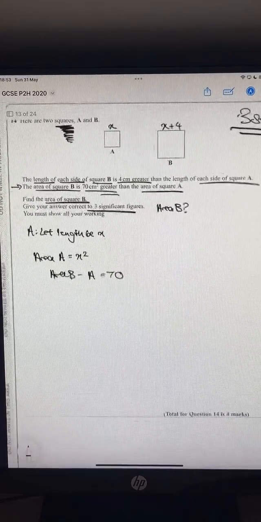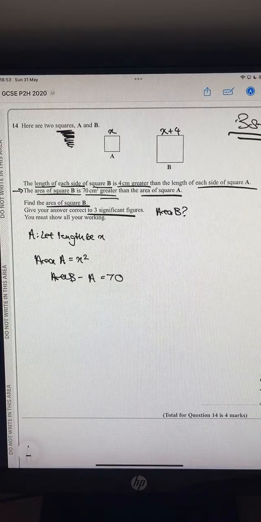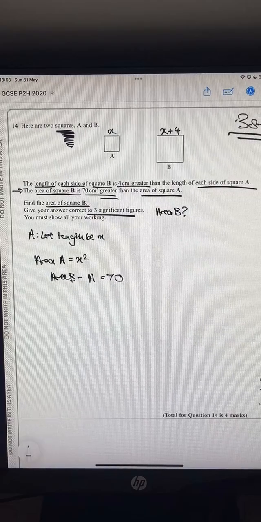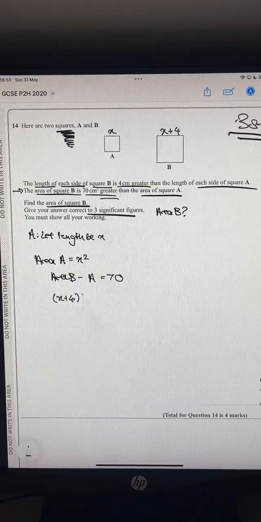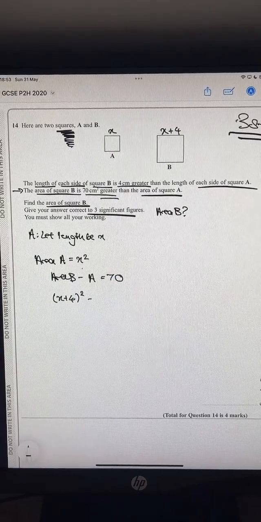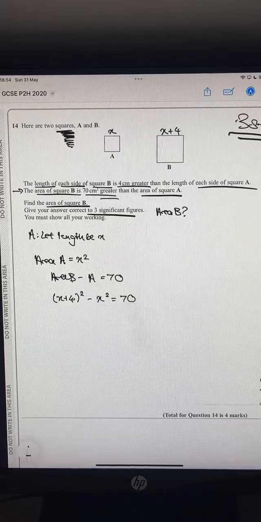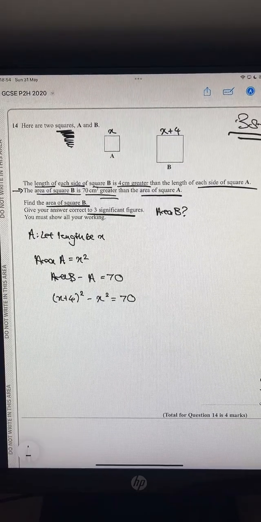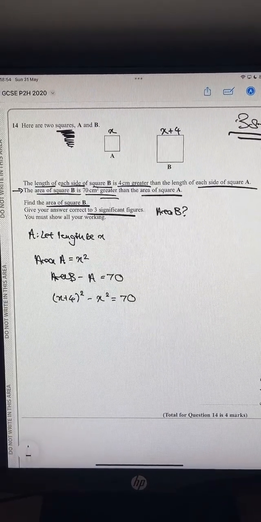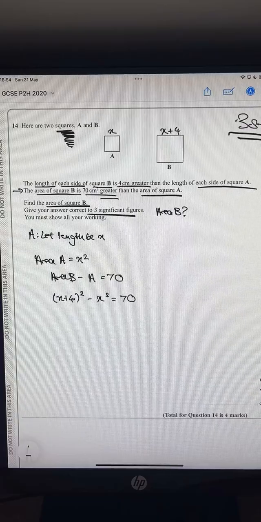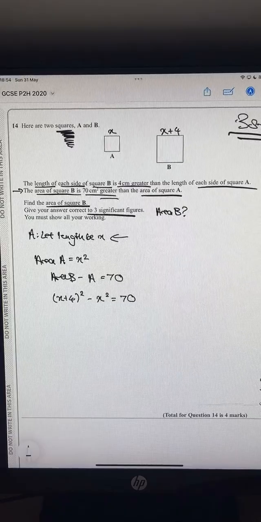Okay, so this one is just algebra, but then it evolves into a quadratic because you're multiplying side lengths. You'll see why. So we know that the area of B is just (x plus 4) squared, because that's the area of a square, minus the area of A, which is just x squared, and that's going to be equal to 70. And now you can see we're trying to solve for a quadratic. Exactly, guys. Why did you call it x squared? Oh, because I called my side length of A x. Let the length be x. You can call it L, you can call it whatever, but you know that that times that is your area, so it's something squared. Okay, now I'm just going to expand out really quickly.